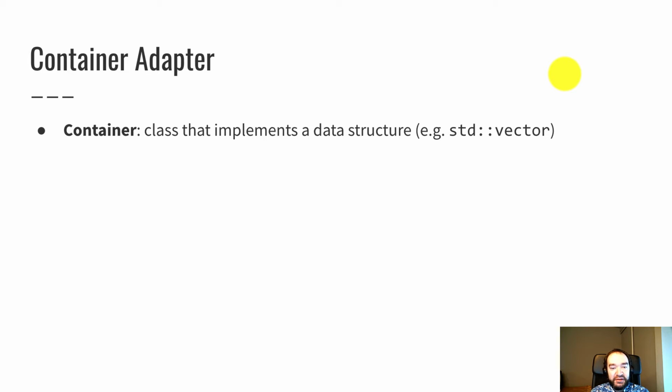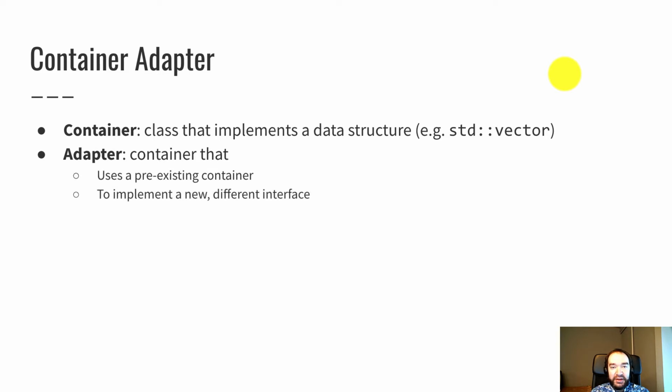A container is just a class that implements some data structure that contains elements. For example, standard vector is a vector data structure. We call it a container because it contains numerous elements in it. An adapter is a kind of container that itself uses a pre-existing container to implement a new, different interface.